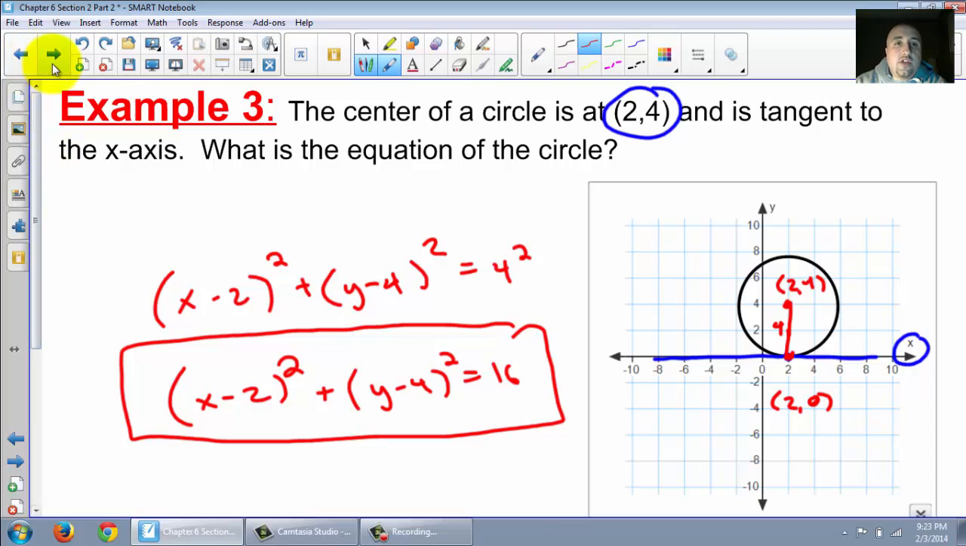Okay, so this just gives us another day to look at more circle equations, a little bit of general idea of what we're looking for here. Hopefully this equation is pretty easy for you.